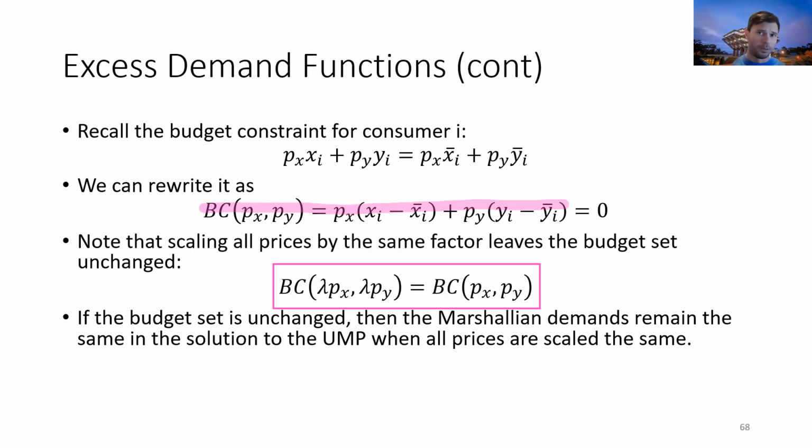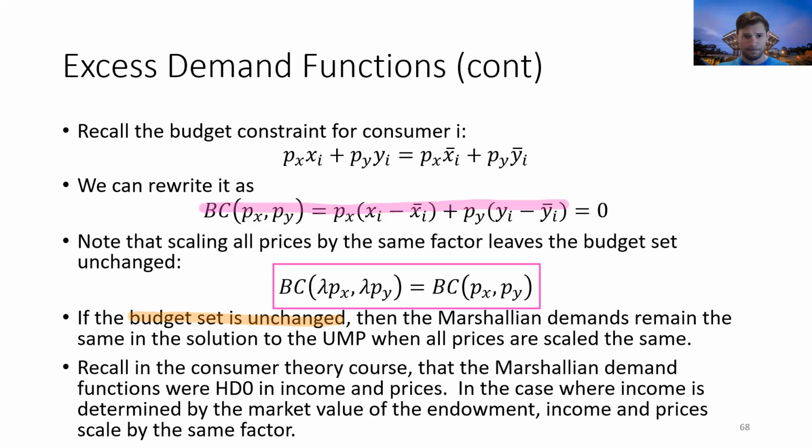So if we doubled all the prices, and our income doubles, and we solve the utility maximization problem, that means our budget set has not changed. So the Marshallian demands would remain the same. You hopefully recall this result from Econ 100A, that the Marshallian demand functions were homogeneous of degree 0 in income and prices. We're seeing the same thing here.